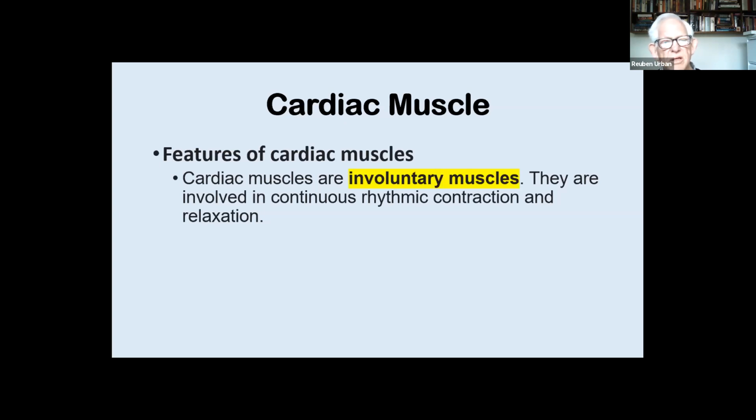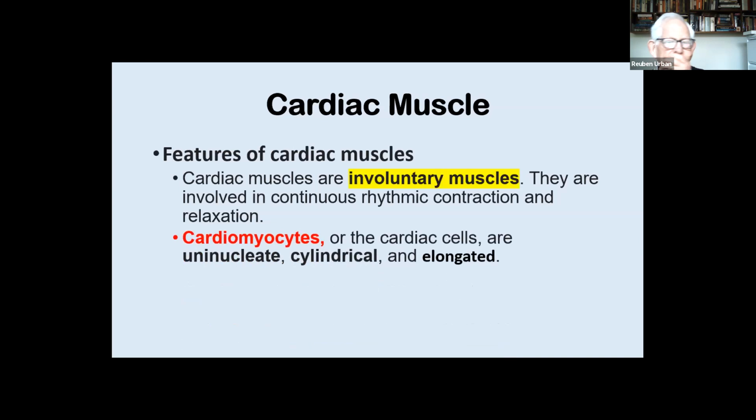And so this is continuous rhythmic contraction. They contract and they relax. Once they start contracting while we were all in utero, they don't stop. If they stop, well, that's the end of you. Now, this word here, cardiomyocytes. Cardio means heart, myo means muscle, and cytes means cell. Or cardiac cells, if you like, but that's what that means. And they are uninucleated, so they only have one nucleus. They are cylindrical and they're long.